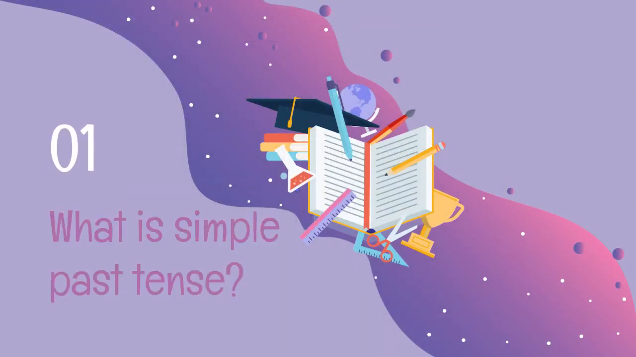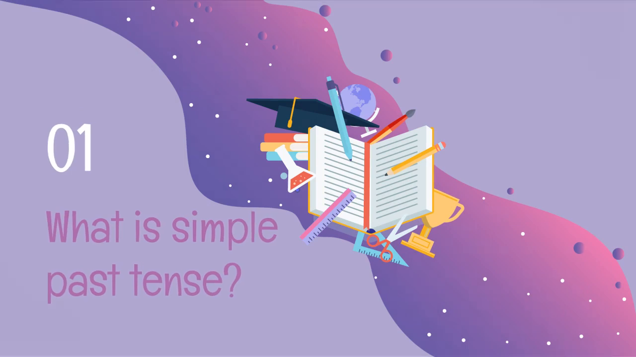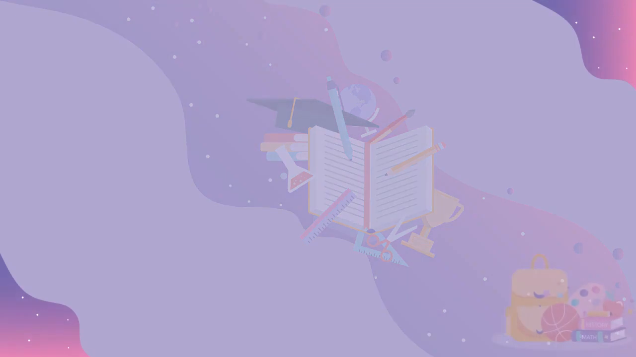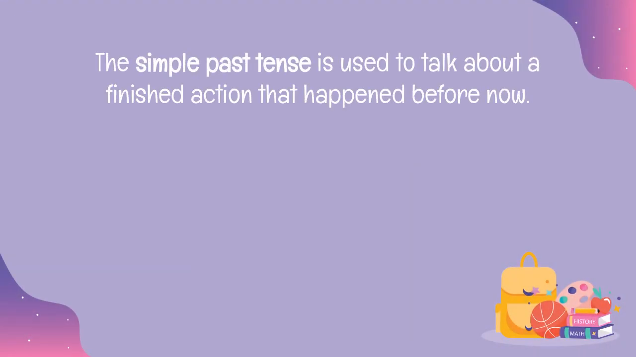What is simple past tense? Do you have any clue? No? Let's take a look. So simple past tense is used to talk about a finished action that happened before now. Are you confused? Let's take a look at the diagram.